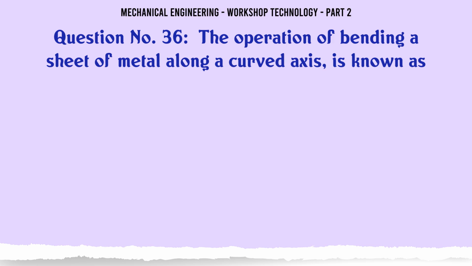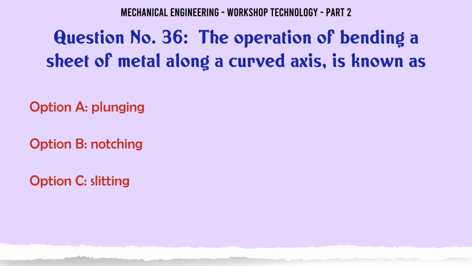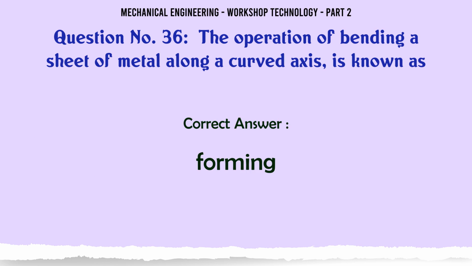The operation of bending a sheet of metal along a curved axis is known as: A. plunging, B. notching, C. slitting, D. forming. The correct answer is forming.